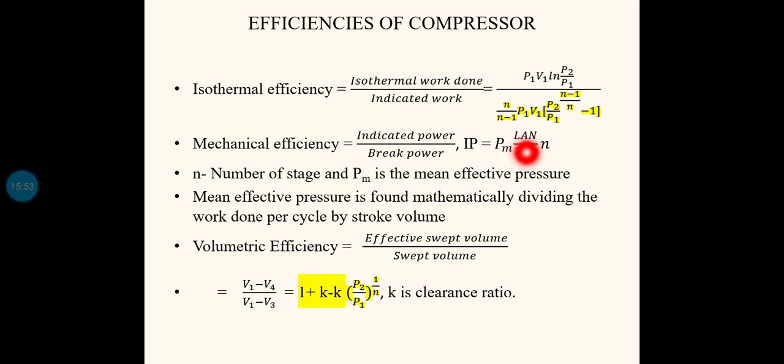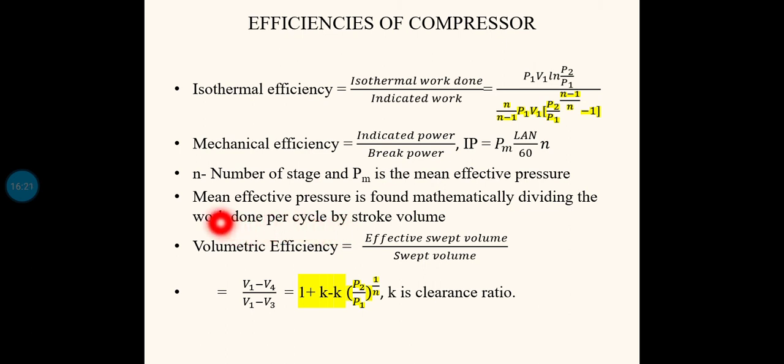All other values are known. L you know, area of the cylinder you know, N is the number of revolutions per minute, RPM. Dividing by 60 is just to convert into seconds. So all other terms are known. If you want to use this equation, then we have to find out the mean effective pressure, and mean effective pressure is found mathematically by dividing the work done per cycle by stroke volume. So this is the equation to find the mean effective pressure.